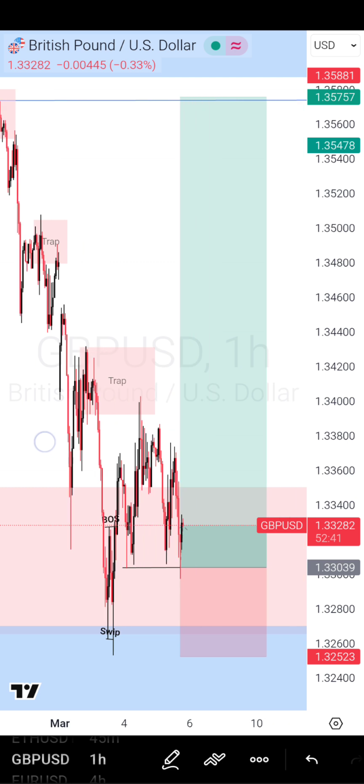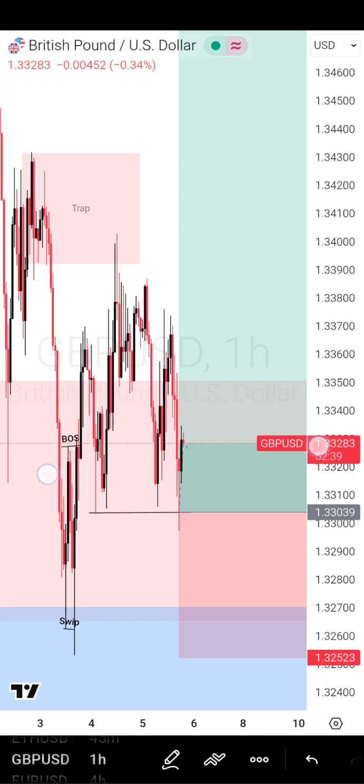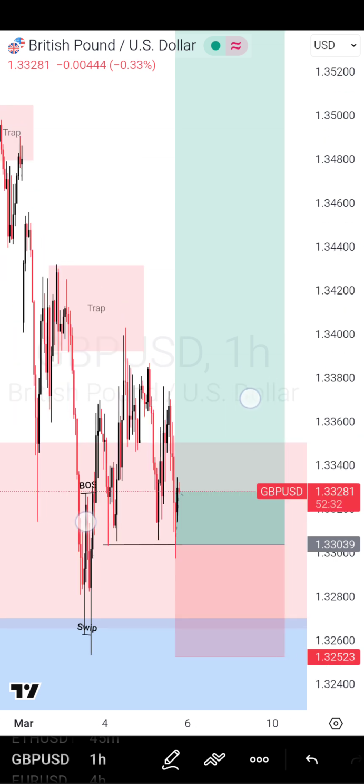So this is a breakdown of how I analyze my trade based on structure and liquidity.